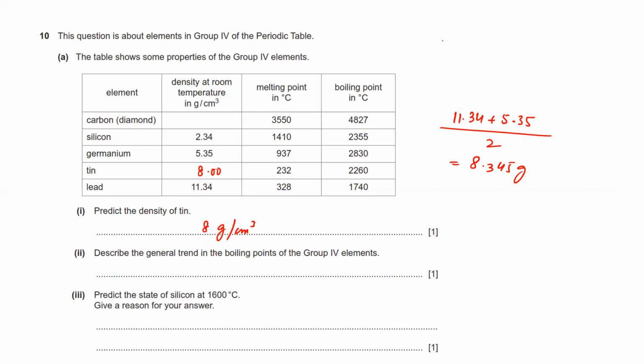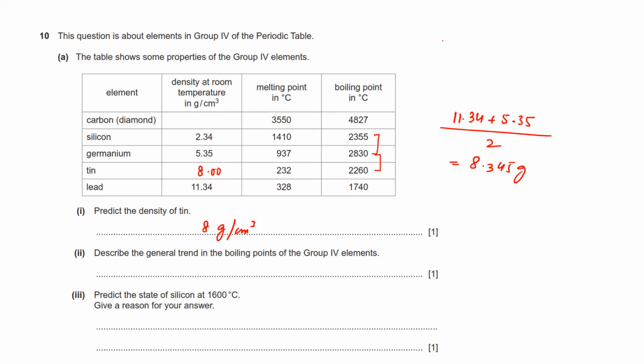Then describe the general trend in boiling points of group four elements. So as we go down the group, group four is carbon, silicon, germanium, tin, and lead. So overall, the boiling point decreases.